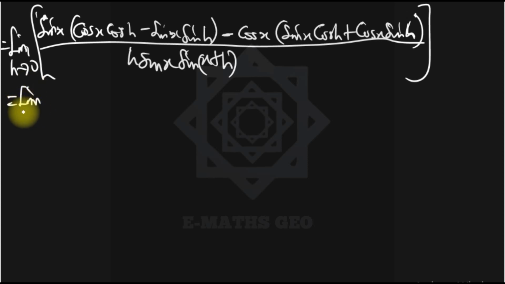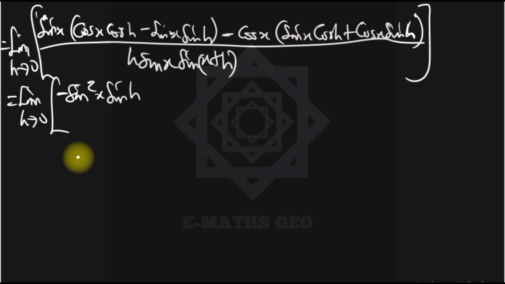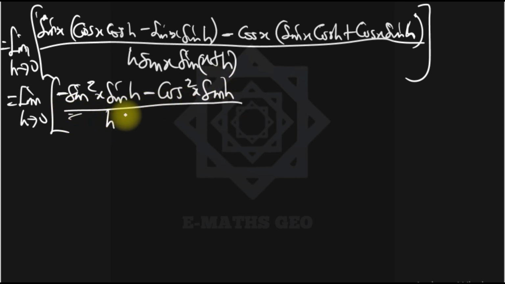So this limit of h tends to 0 of, we'll open this. If you notice this time, this is sine x cos x cos h, while this is minus sine x cos x cos h, so this will go. So we are left with this times this, which is minus sine squared x sine h. So this one is gone. That's this first product, they are the same. So this minus this is 0. So we have minus cos squared x sine h, over h sine x sine(x plus h).